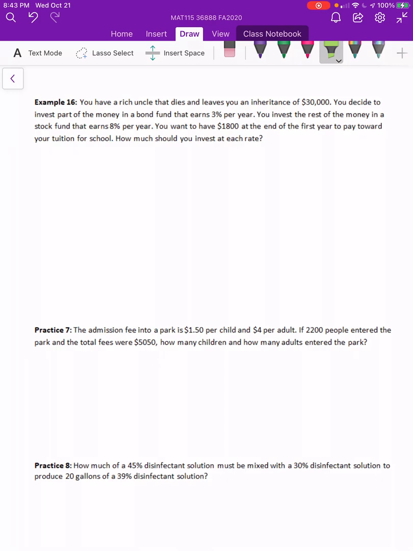This one, you've got a rich uncle. He dies and leaves you an inheritance of $30,000. That'd be pretty cool. You decide that you want to keep that money, but you want to invest it in a bond fund that's going to earn 3% per year, and you'll invest the rest of the money in a stock fund that earns 8% per year. Now, your goal is to have $1,800 at the end of the first year to pay towards your tuition at school.